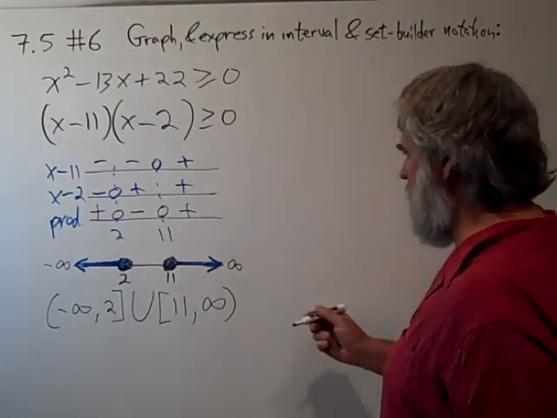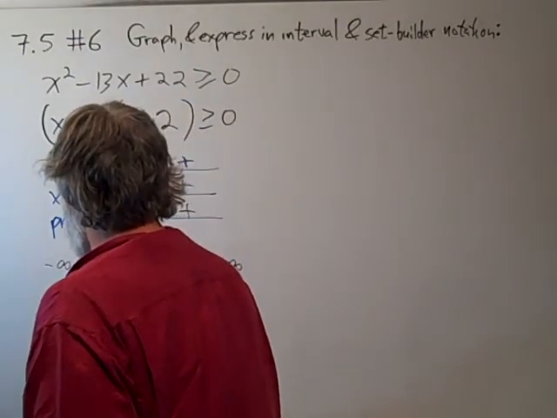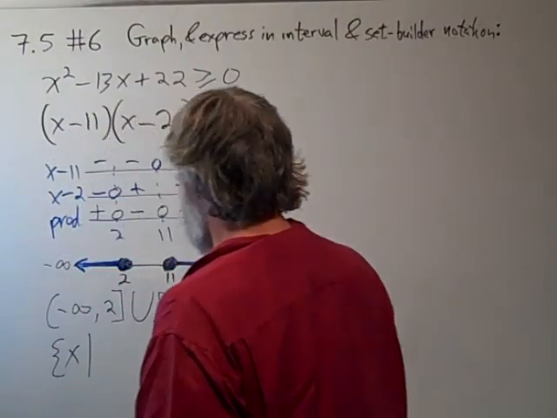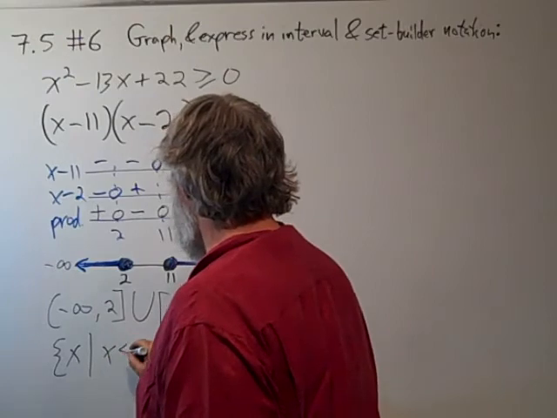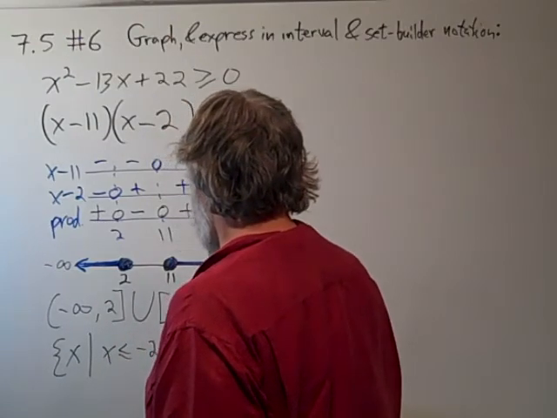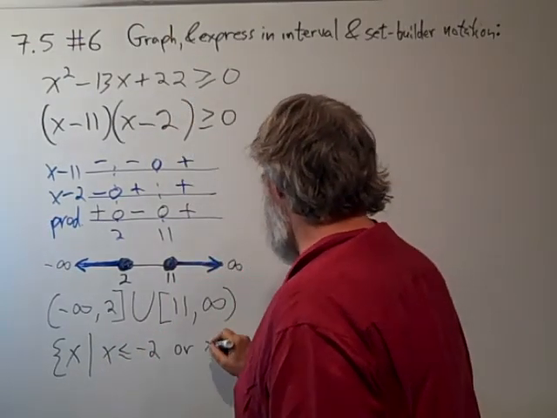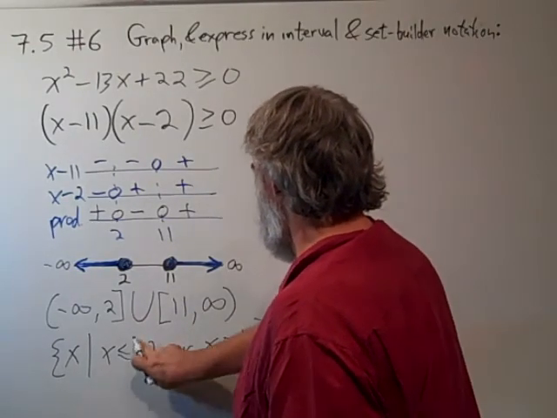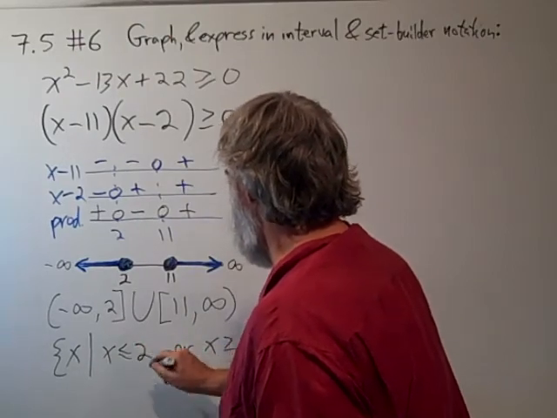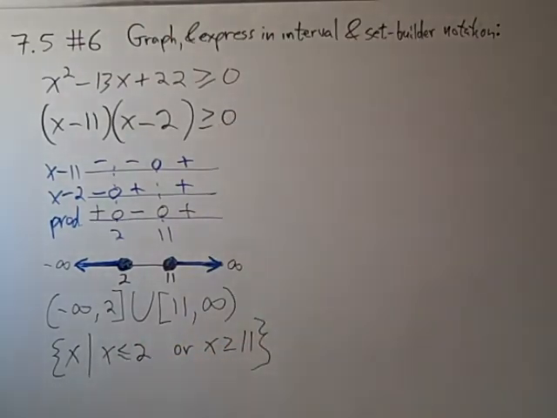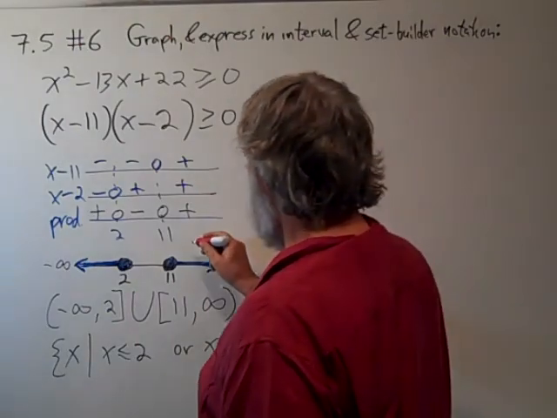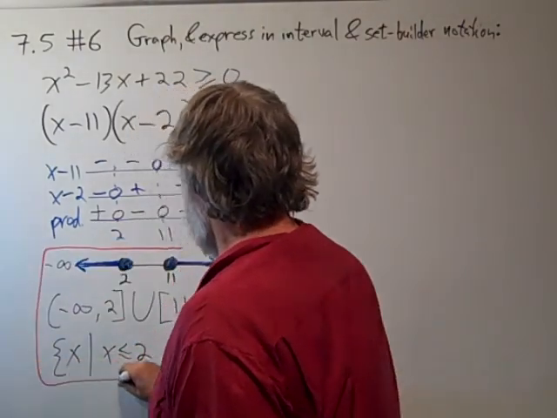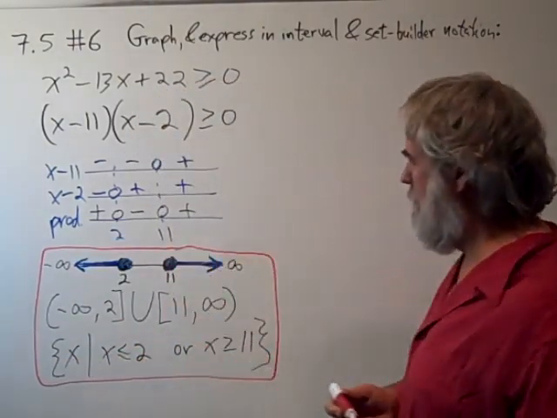Finally, in set builder notation, this can be expressed as the set of all real numbers x such that x is less than or equal to 2, or x is bigger than or equal to positive 11 here, not negative 2. So these are the three ways that we can express the solution set to this quadratic inequality.